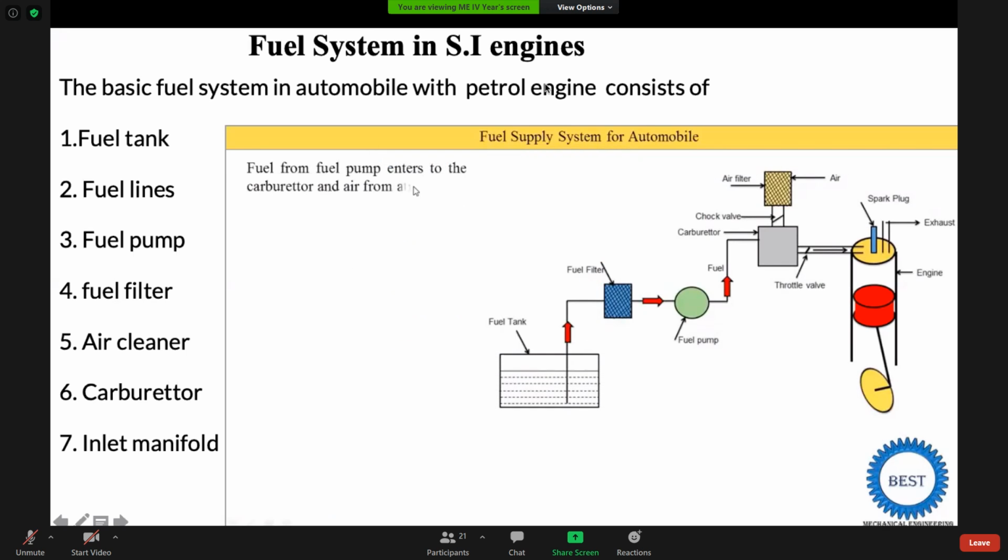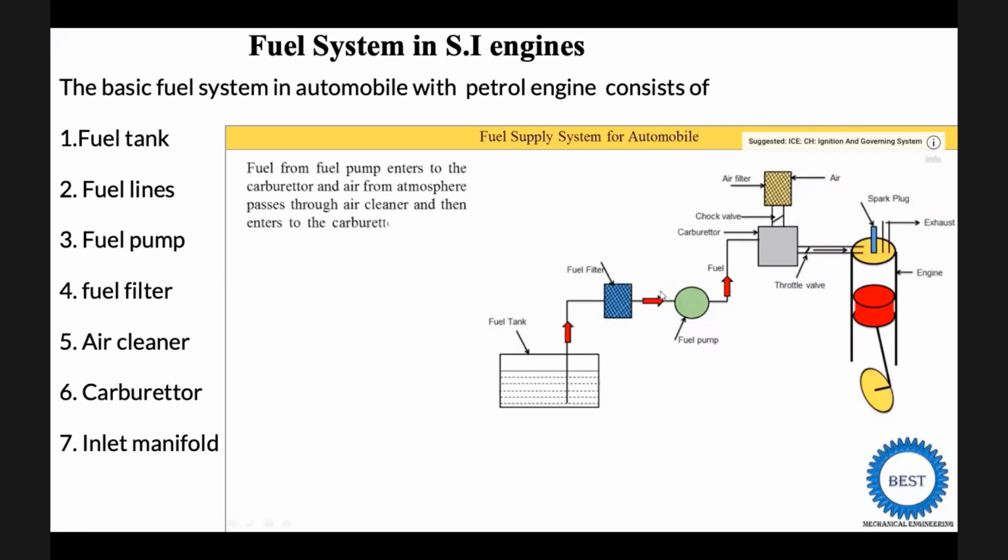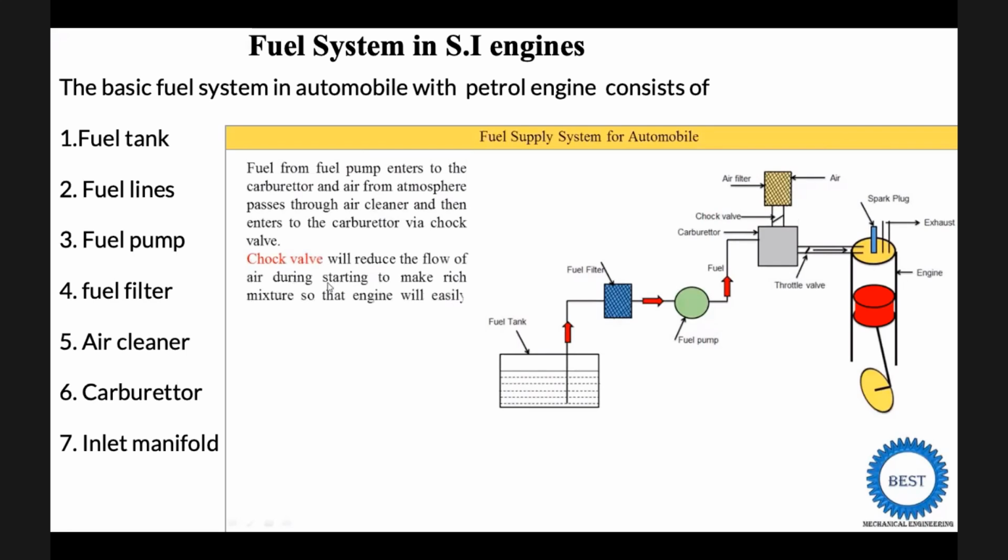Fuel from the fuel pump enters the carburetor, meaning fuel is first supplied from the fuel tank to the fuel pump, and after that it is supplied to the carburetor. And air from the atmosphere passes through the air cleaner or air filter and then enters the carburetor via the choke valve. The choke valve regulates the amount of air supplied to the carburetor. The choke valve will reduce the flow of air during starting to make a rich mixture so that the engine will easily start. In the carburetor, fuel and air mix with each other.